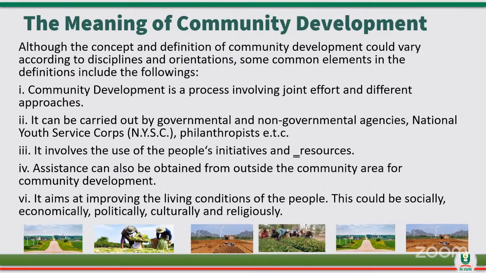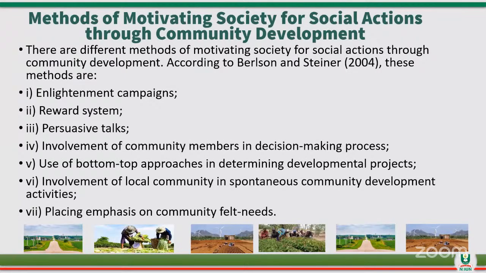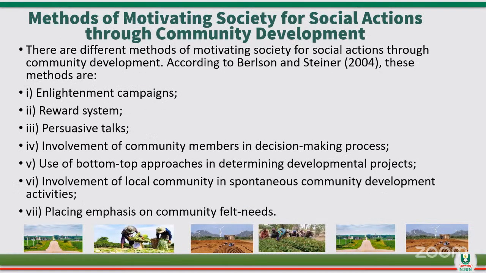And then number four is involvement of community members in the decision-making process. And then you try to use the bottom-top approach, which is always good in community development and rural development. That is getting information from people down in the community, then you take it up to people up for implementation. And then you involve the people in the village, that is the local community, in spontaneous community development. Get them involved. And then you place emphasis on their needs when you get them involved. Don't start involving them in things they did not choose. And then you can motivate the community for community development.